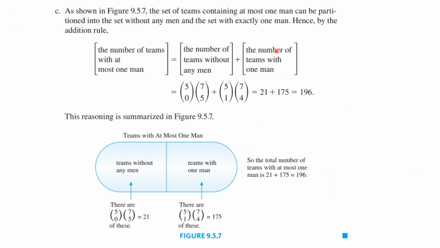And here we were supposed to talk about the set of teams containing at most 1 man. So you see this is the number of teams without any men, or the number of teams with exactly 1 man. And this is how we get the teams with no men. You pick no men from here, that's going to be a 1. And you pick 5 from the 7 women, or you pick 1 man from the 5 times 7 choose 4. There you're choosing 4 from the women. And if you look at that reasoning and do those calculations, you get 196.